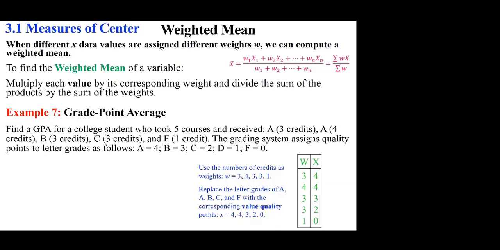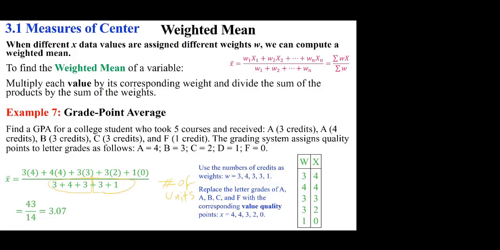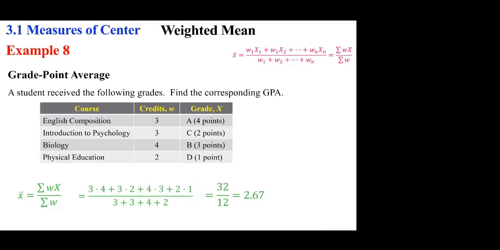So you multiply the first column, which is the weight column, by the second column, which is the value or X column, and you divide by the total weight. And this is how it's calculated. But what is important is what you put in the denominator is the total number of units, and you have your GPA. This is how GPA is calculated. We want to calculate the GPA here.